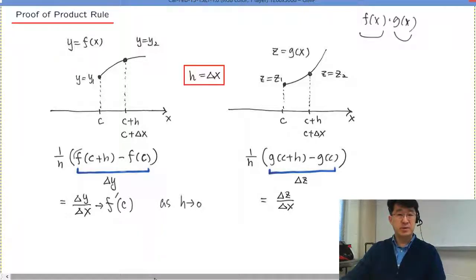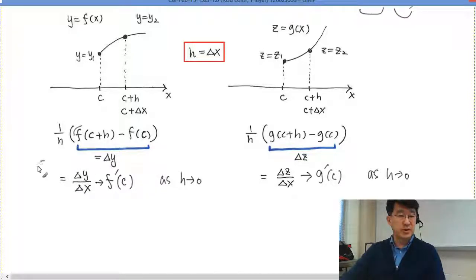Delta y over delta x, not over delta y. This is called delta y. All right. Good. Does that make sense? Over here, z represents how much the g function is changing. So what happened to that one as h approaches 0? What is this one becoming? g prime of c. That's the very definition of the derivative of g of x at c. Remember? Right?